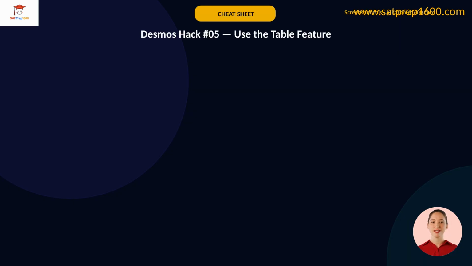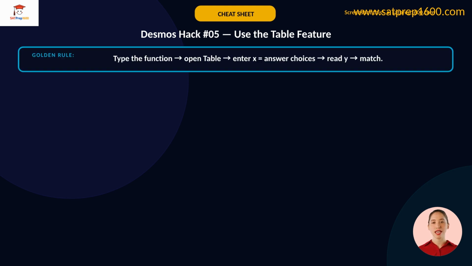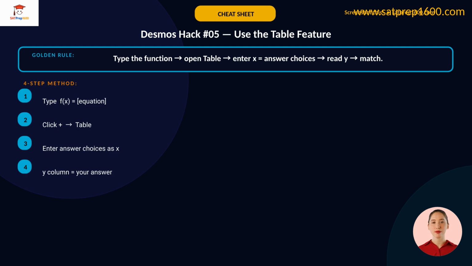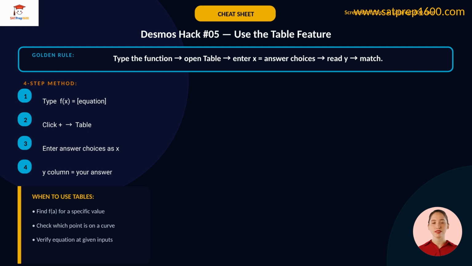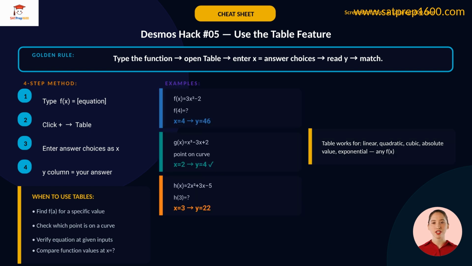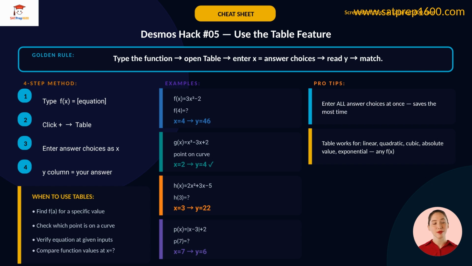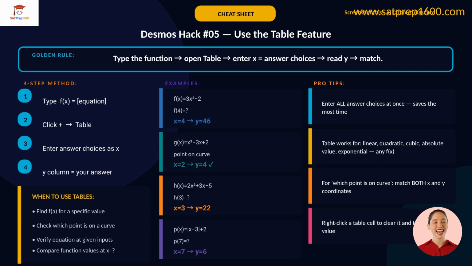This is your cheat sheet. Screenshot it right now, pause the video, take the screenshot, come back. The golden rule: type the function, open the table, enter x equals the answer choices, read y, match. 4 steps. Use the table whenever you see find f of a, which point is on the curve, verify the equation at given inputs, or compare function values. It works for every function type: linear, quadratic, cubic, absolute value, exponential. Pro tips: enter all answer choices at once for max speed, match both x and y for point on curve questions, and right-click any cell to clear it and save this image. You'll thank me on test day.